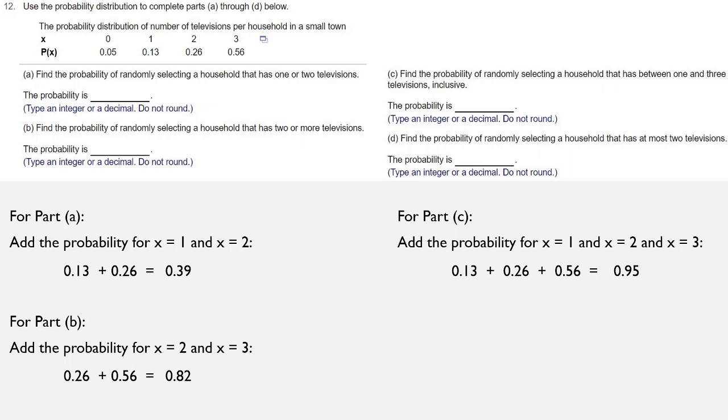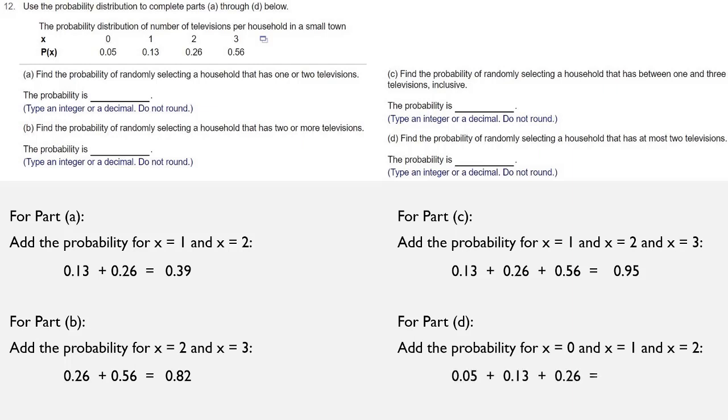Part D says find the probability of randomly selecting a household that has at most 2 televisions. At most would be 2 or less. So those would be x equals 0, x equals 1, and x equals 2. If we add those 3 probabilities together, we get 0.05 plus 0.13 plus 0.26, which is going to be 0.44. And that's the answer to part D. And those are all your answers for question number 12.